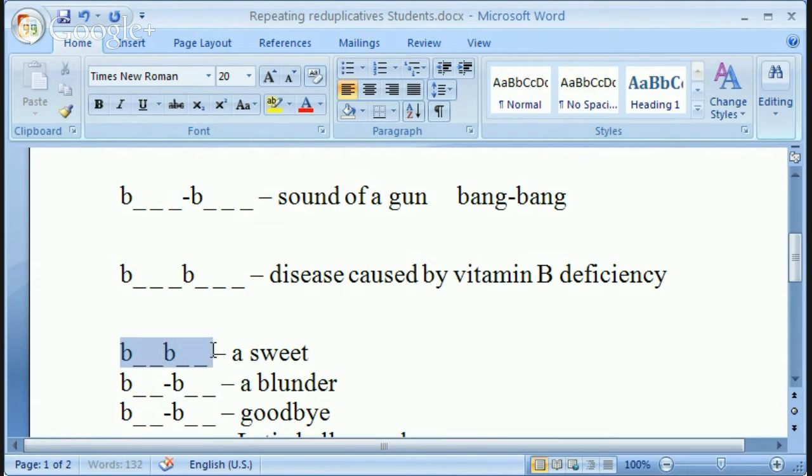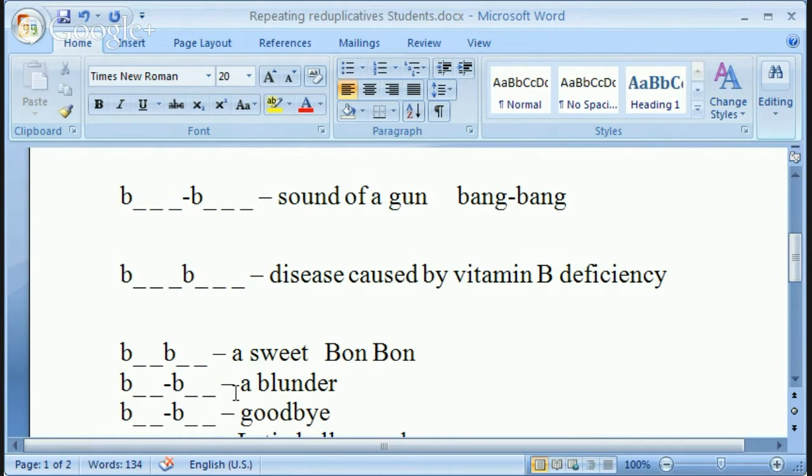Okay, our next one, more bees, to refer to a suite. And more often than not, an expensive suite. And this is one that French people would know. Bonbon. Yes, and you are correct. It is a bonbon.